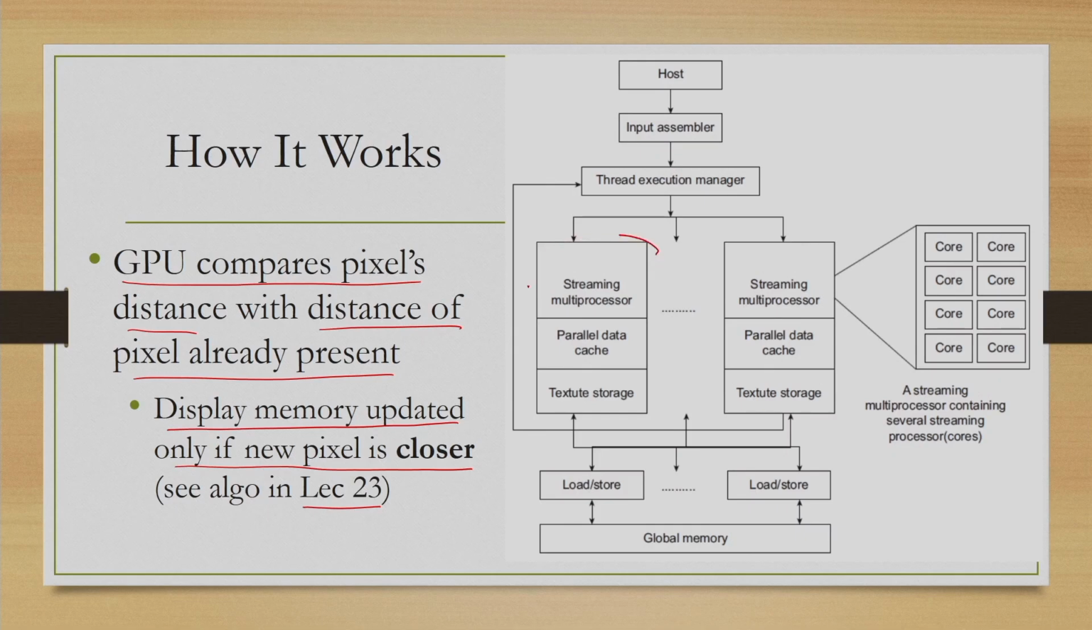So, we have the streaming multiprocessors, each containing cores, then these various data items for performing these simultaneous operations, plus specialized texture storage that form the GPU.